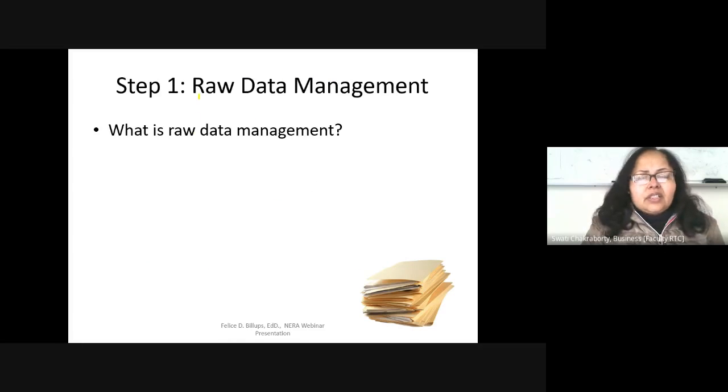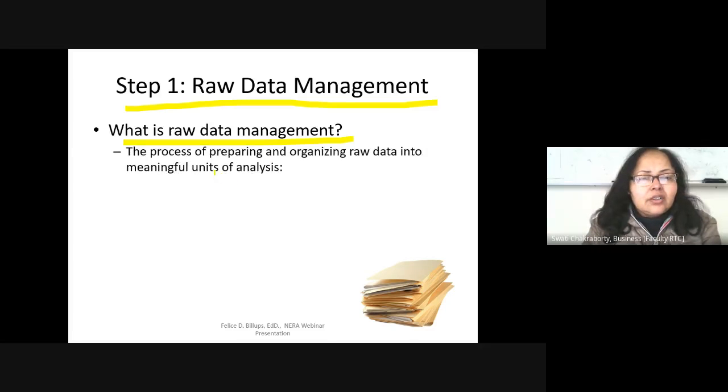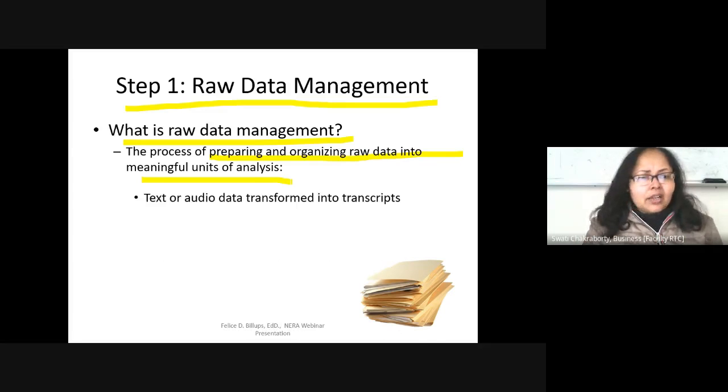So let's go into the four steps in detail. Step one is raw data management. So what exactly is raw data management? It's a process of preparing and organizing the raw data into meaningful units of analysis. The data that you collect has to be organized, right?